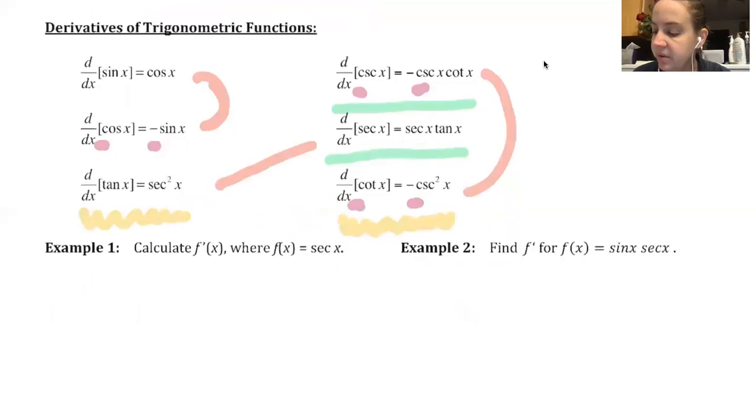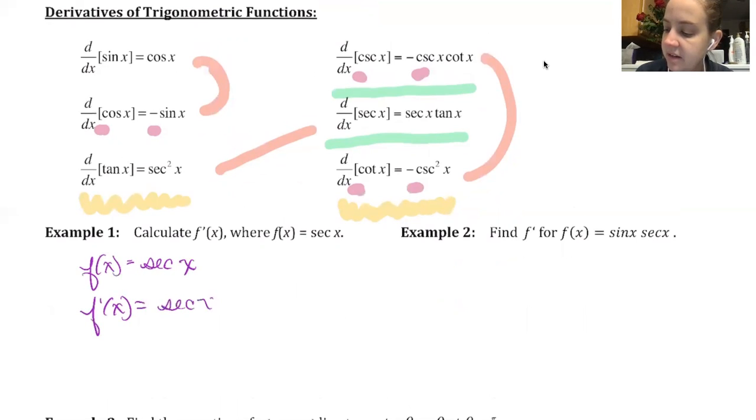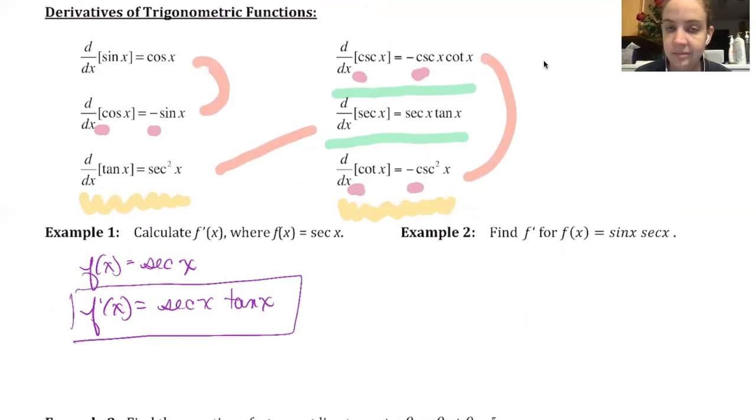So just a few examples for you today. Example 1, calculate f prime of x where f of x is equal to secant x. So f of x is the secant of x. F prime of x is the derivative of that. I look on my list up above. It's secant x tangent x. Done. That's it. There's nothing else to do.